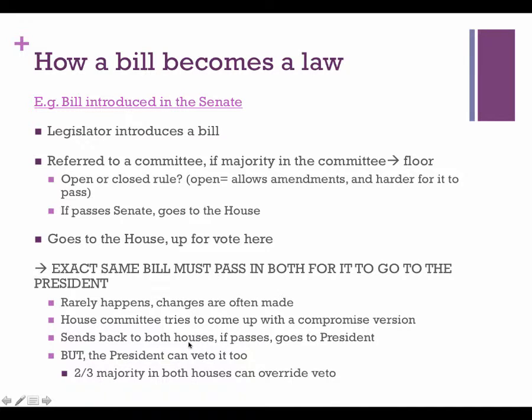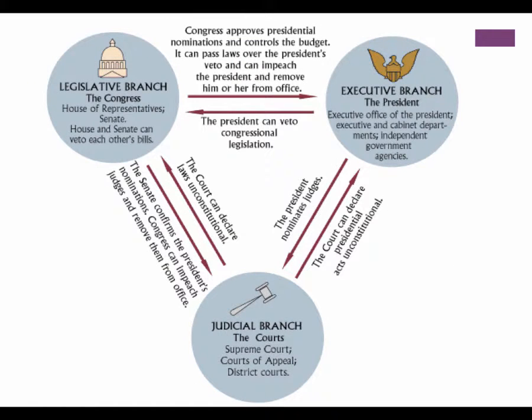So finally, if it passes, it goes to the president, right? And the president can sign it. But the president can also veto it, right? Decide that he or she does not want to support the bill, and it becomes nulled. And on the other hand, a two-thirds majority of both houses can actually override a presidential veto as well. Now we talk a lot about the division of powers in the executive, legislative, and judicial branches of government. And this is the case in law making as well, right?